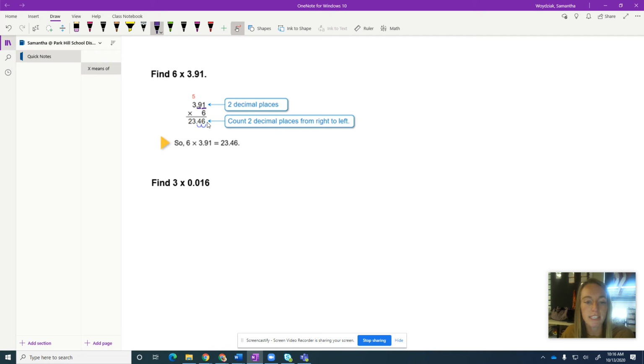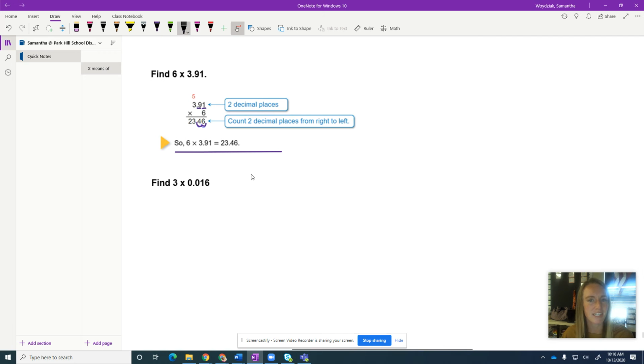That means we're going to take our decimal. We're always going to start it at the very end of our answer, and we're going to move it to the left 2 times. So that looked a little funny how my mouse worked that, but we're going to start here and go 1, 2, and that's where our decimal point goes. So 3 and 91/100ths times 6 is 23 and 46/100ths.